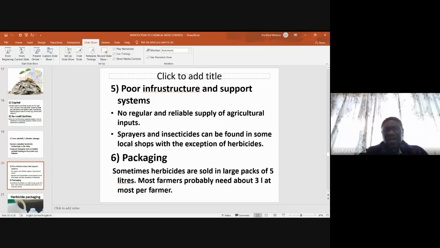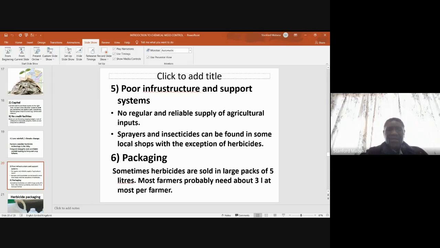Now, there is no regular and reliable supply of agricultural inputs to where the farmers live. I mean, you can get some inputs at growth points, things like fertilizer and seed, but you may rarely get herbicides. Sprayers and insecticides can be found in some local shops, with the exception of herbicides. Probably this situation is improving.